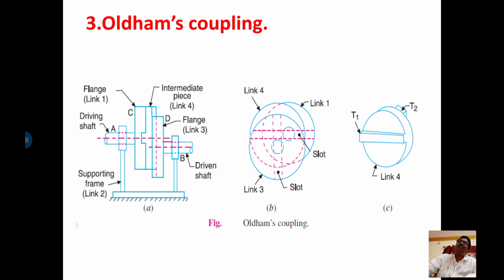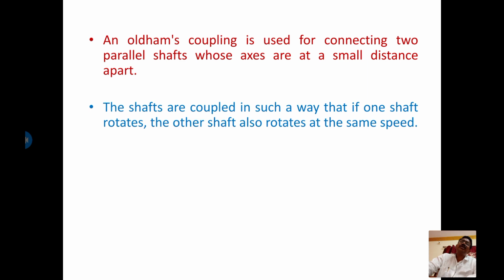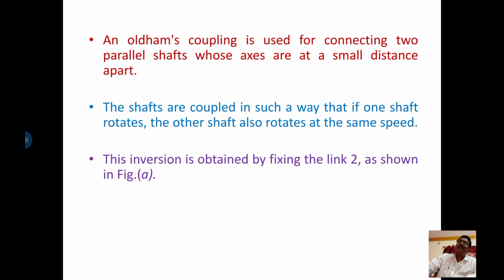Now the intermediate piece is placed like this. Two grooves are provided on these flanges, so that the intermediate piece fits in the grooves, with the tongues in opposite directions perpendicular to each other, T1 and T2, like this. So they are moving. An Oldham's coupling is used for connecting two shafts whose axes are parallel and at a small distance apart. The two shafts are connected by means of this coupling. The shafts are coupled in such a way that if one shaft rotates, the other shaft also rotates at the same speed. This inversion is obtained by fixing link 2 as shown in the figure, that is the fixed link or frame.